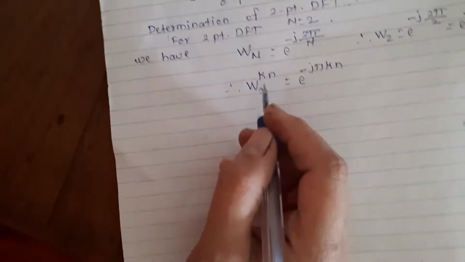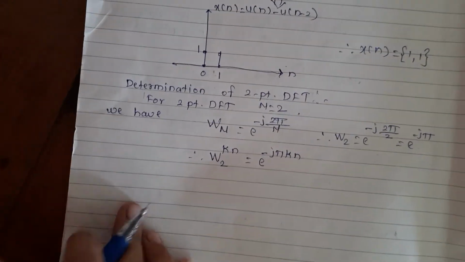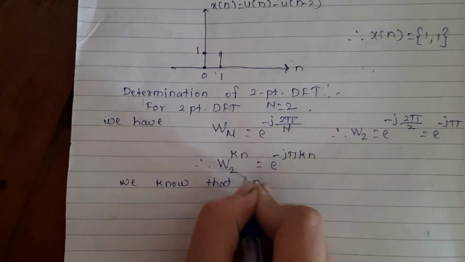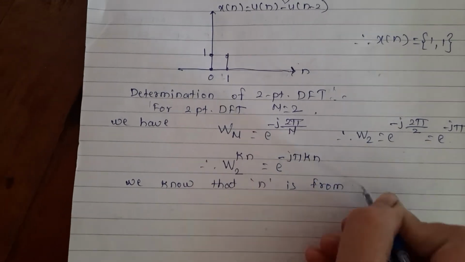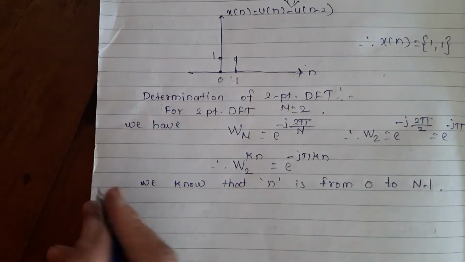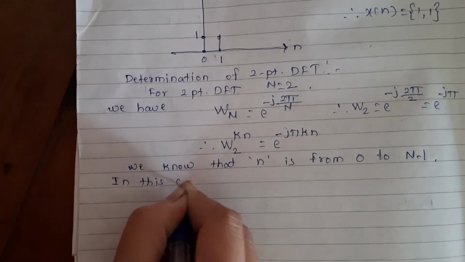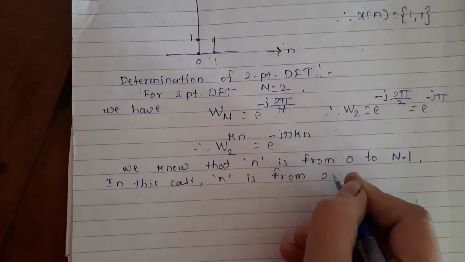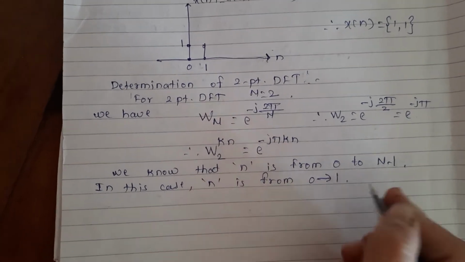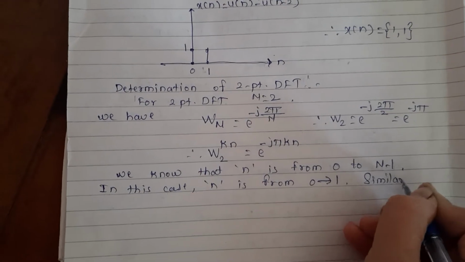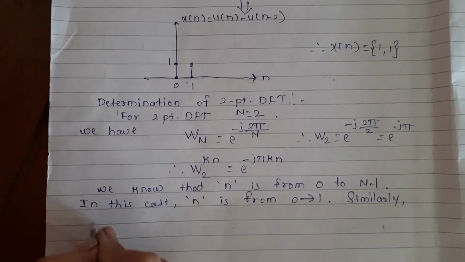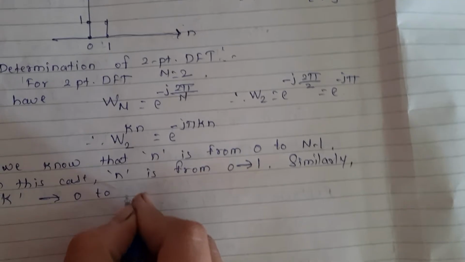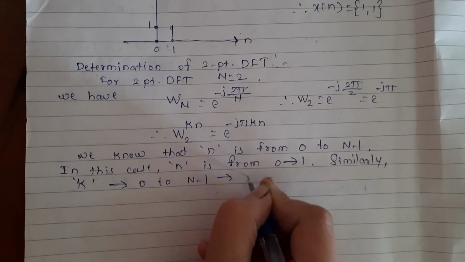But what is the value of n? We know that small n is from 0 to N minus 1. So in this case, n is from 0 to 1. Similarly, k is from 0 to N minus 1, that is 0 to 1.